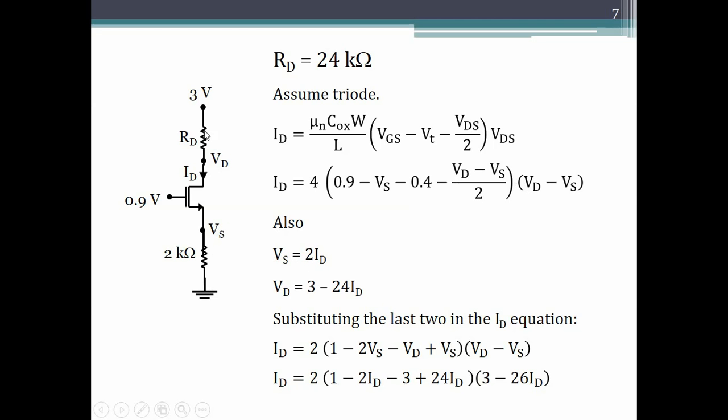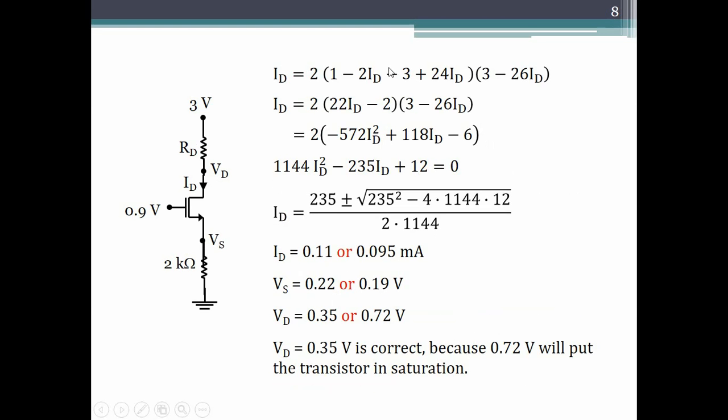And the other comes from the drain branch. Alright, so Vd is equal to 3 minus 24 kilo ohms times Id. So of course Id is in milliamps here, as we've seen before. So we substitute these back in this equation and we solve for Id. Alright, I am going to let you do that. The derivation is here, but of course we'll not go through the derivation. It is just straightforward algebra.